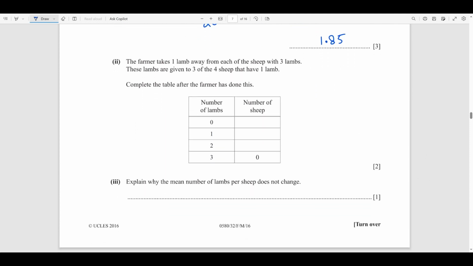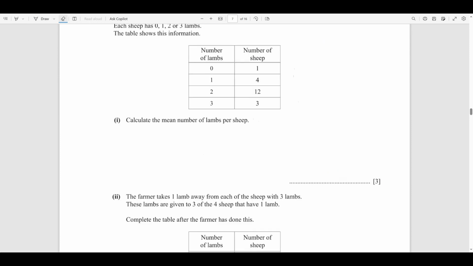Okay. Part 2, the farmer takes one lamb away from each of the sheep with 3 lambs. These lambs are given to 3 of the 4 sheep with one lamb. Okay, that's a little complicated. So part two is a little complicated to explain, but I'll still try to explain it. I'm calling out sheep by numbers: this is sheep one, sheep two, sheep three. Unfortunately, I have to write it up to 20 because I need to be more efficient in explaining how this is done.